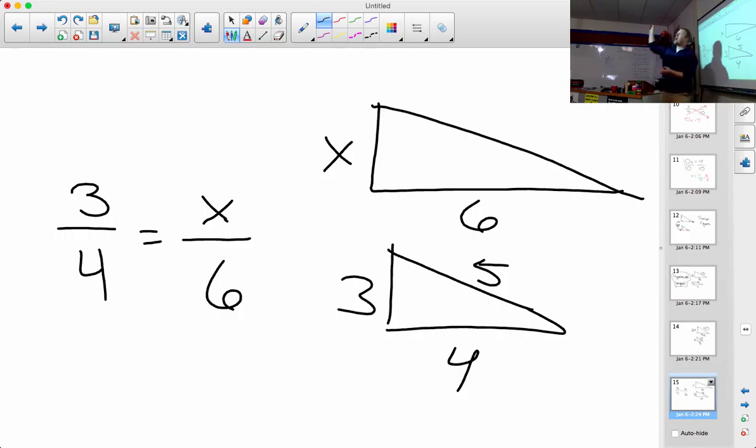Yes, Noah Miller. Tell me what that is. Cross multiplication. You'd cross multiply these two numbers. Let's do it. 3 times 6 is what? 3 times 6. And that's going to equal 4x. How do I get x by itself? Caitlin: you divide both sides by 4. That's right, I do.